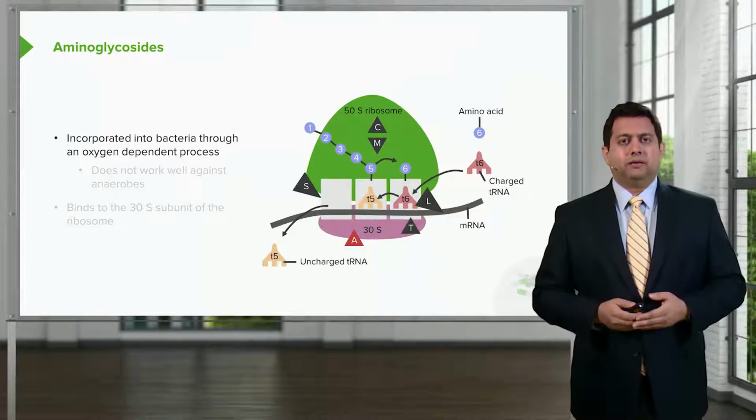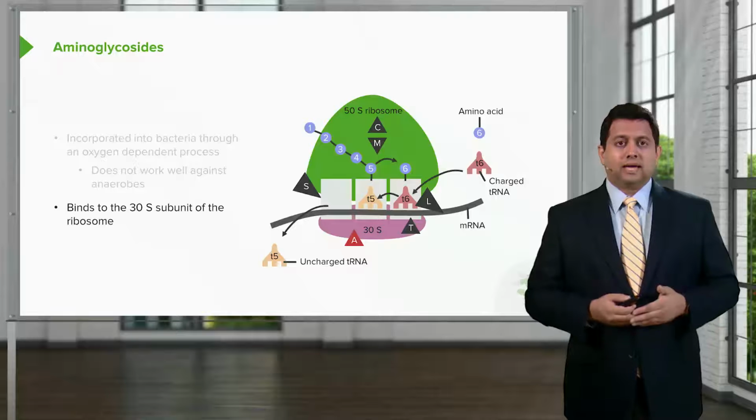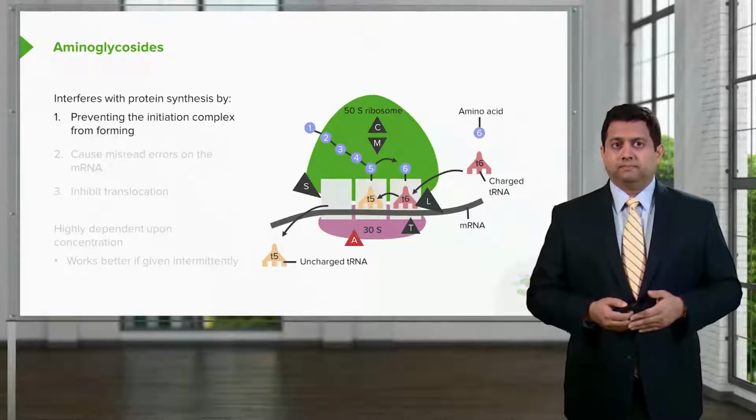Let's move on to the aminoglycoside antibiotics. The aminoglycoside antibiotics are incorporated into the bacteria through an oxygen-dependent process. Therefore, these medications don't work that well against anaerobic bacteria. The aminoglycoside seen in the red triangle there binds to the 30S subunit of the ribosome.